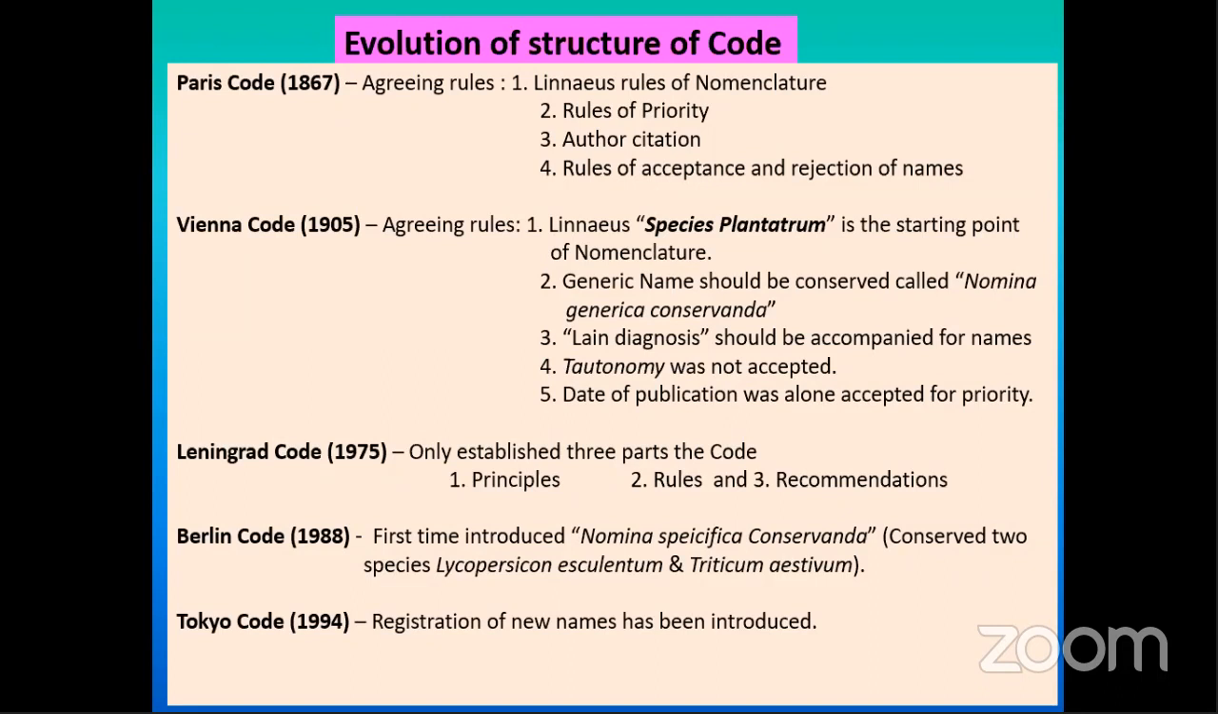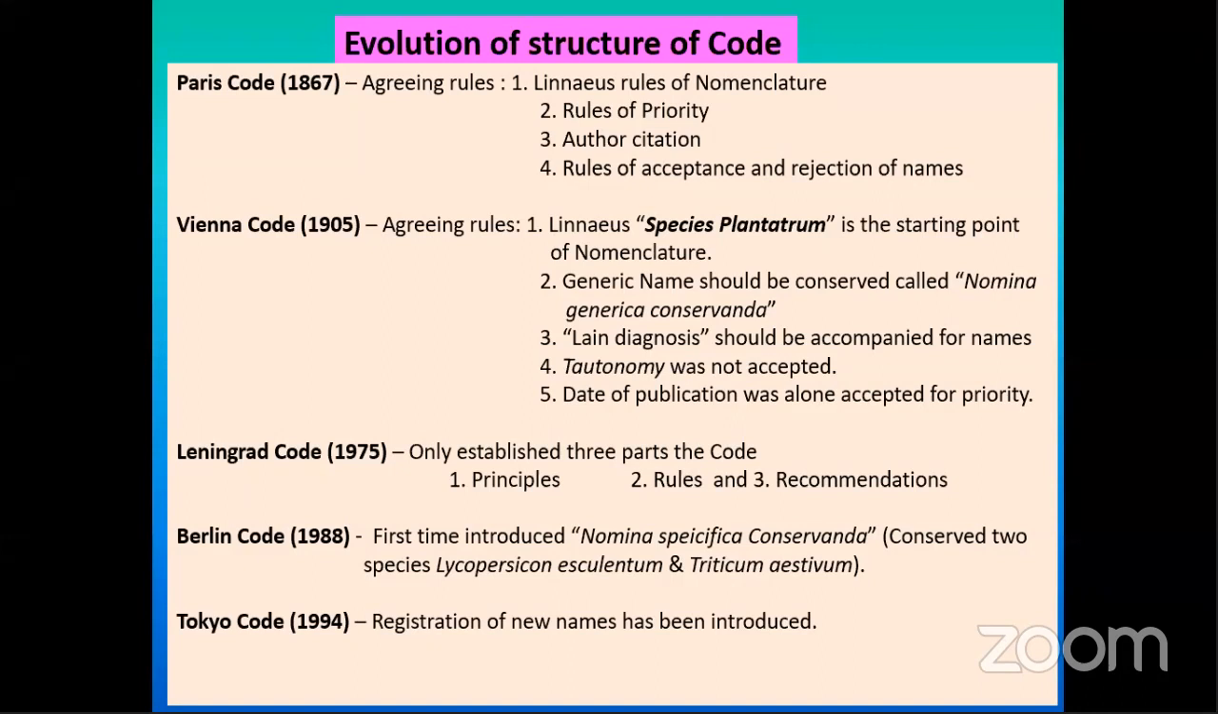And tautonyms were not accepted in plant nomenclature. This is one of the major parts of our nomenclature. Exactly repeating the generic name as the specific epithet was stopped. So it was not accepted in plant nomenclature. Then date of publication alone was not accepted for priority. So that was decided in 1905.